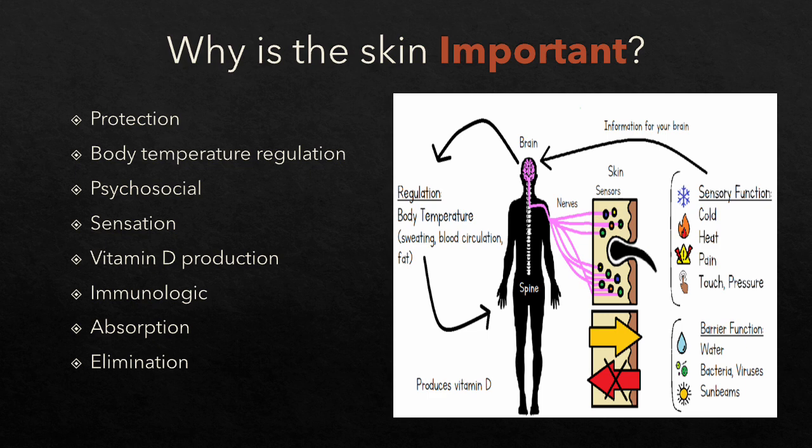It helps us with vitamin D production, which is activated through the UV rays from the sun. Immunologic function, which triggers immunologic responses when our skin is broken. Absorption, it helps us absorb substances. Elimination, it excretes water, electrolytes, and nitrogenous waste through sweating.